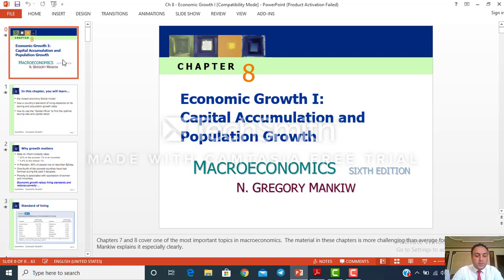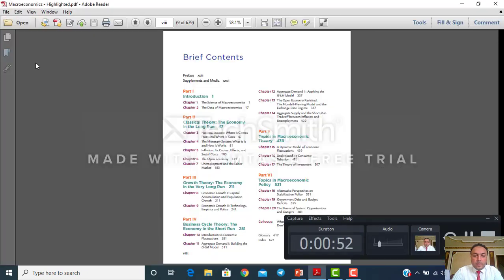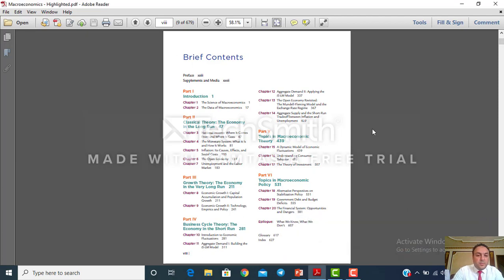Let's take a look at what we studied till now. We are going to start a new part. As you know, we took as the first part an introduction about macroeconomics, the main indicators, the GDP, the inflation rate, and the unemployment rate, and how to use data and models in macroeconomics. Then we just finished the second part, the classical theory. We studied the economy in the long run. We studied national income, where it comes from and where it goes, and the monetary system, what it is and how it works. We also studied inflation, its causes and effects, and its social costs, and then the open economy, and finally we just finished the unemployment and labor market chapter.